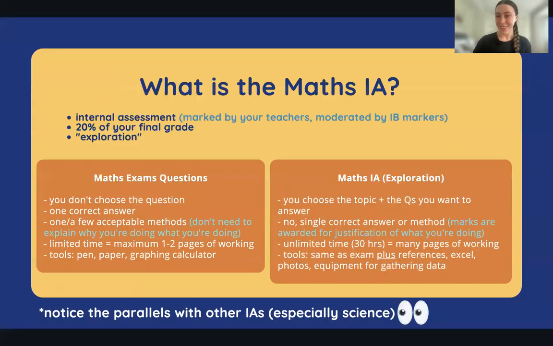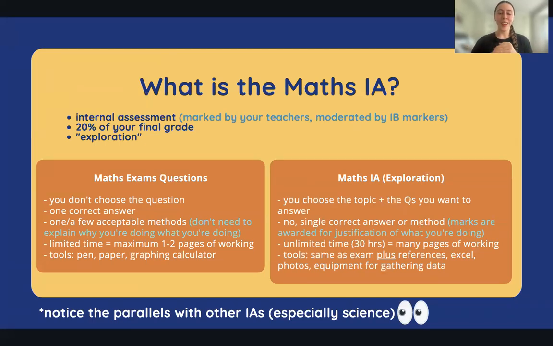So here we go. What is the Maths IA? For those who are maybe a bit newer to the IB, IA stands for internal assessment, which means these are assessments that are marked by your teachers, but then those marks are moderated by the IB markers. The Maths IA specifically accounts for 20% of your final maths grade, and the other 80% comes from the final exams. Although it is called the Maths IA, it's also sometimes called the maths exploration, which I think is a good term to summarize what it actually is.